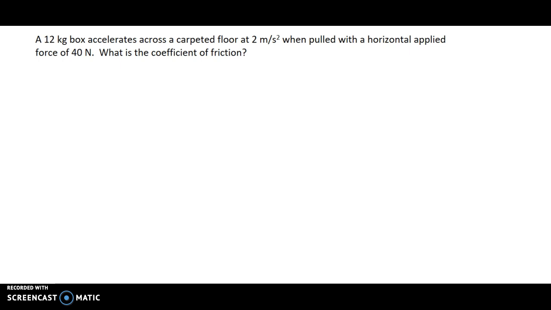So I'm going to draw a picture. We're going to start with our free body diagram. That's always a good place to start. We're on level ground. It doesn't indicate anything otherwise. They give you the mass, so I'm just going to write in here that that's the mass of the object.